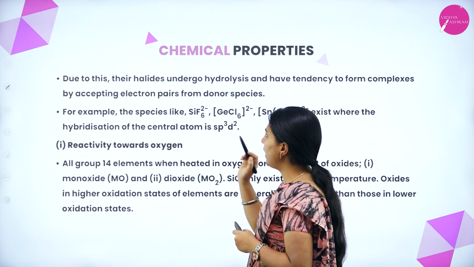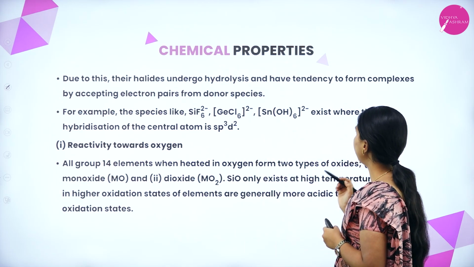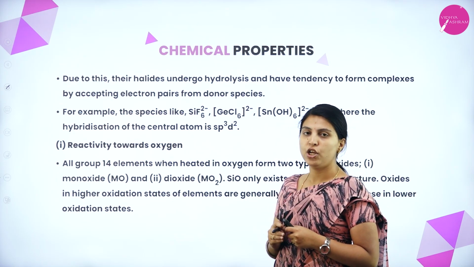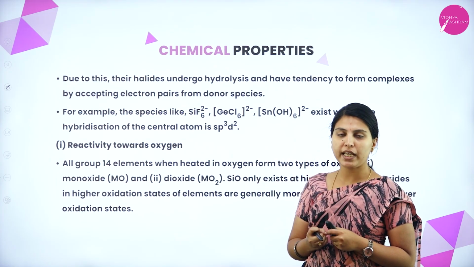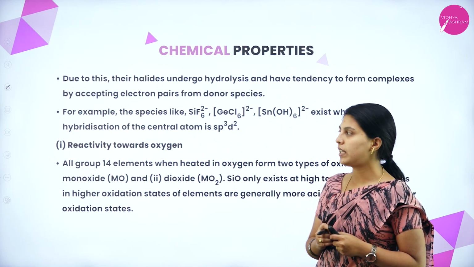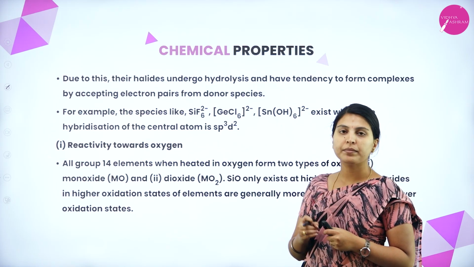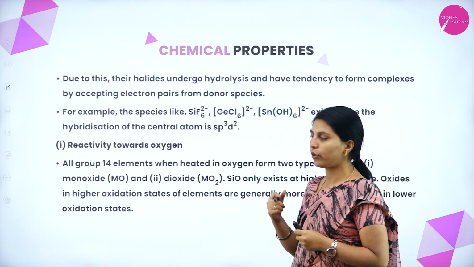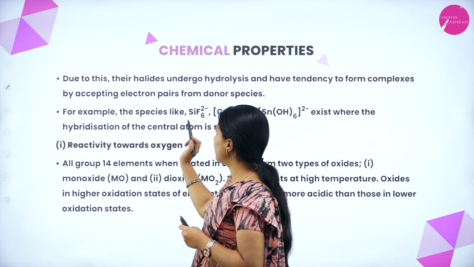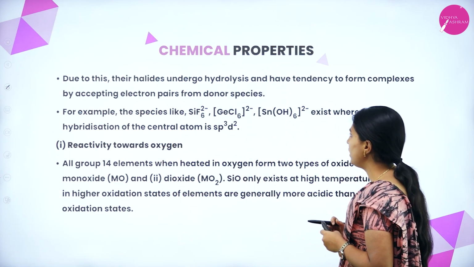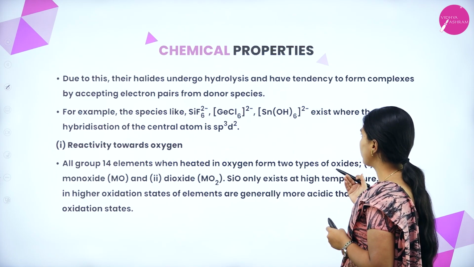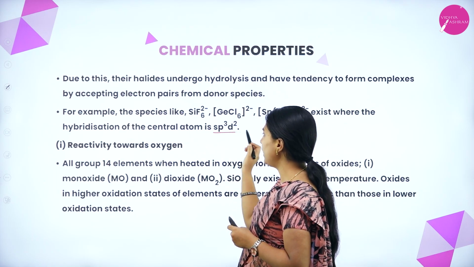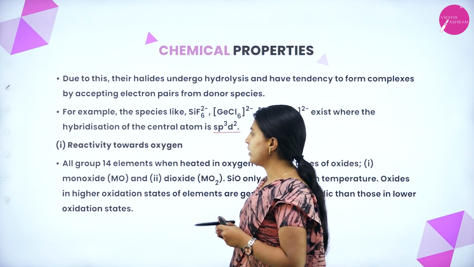Due to this, their halides undergo hydrolysis and have a tendency to form complexes by accepting electron pairs from donor species. Due to that, the electron accepting character is there in group 14 elements other than carbon. So, they react with halides and undergo hydrolysis by accepting electron pairs. For example, species like silicon fluoride, germanium chloride and tin hydroxide exist where the hybridization of the central atom is sp3d2.